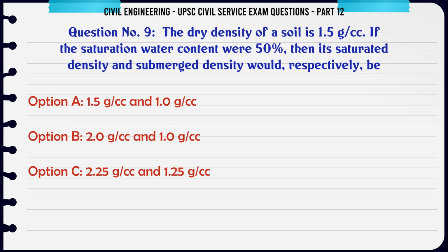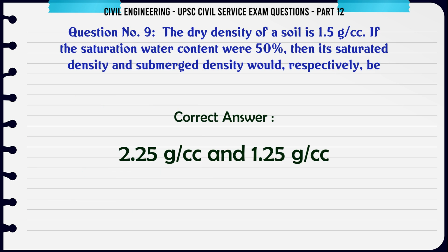The dry density of a soil is 1.5 g/cc. If the saturation water content were 50%, then its saturated density and submerged density would respectively be A. 1.5 g/cc and 1.0 g/cc, B. 2.0 g/cc and 1.0 g/cc, C. 2.25 g/cc and 1.25 g/cc, D. 2.0 g/cc and 1.50 g/cc. The correct answer is 2.25 g/cc and 1.25 g/cc.